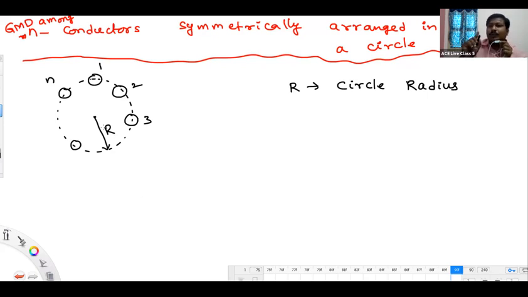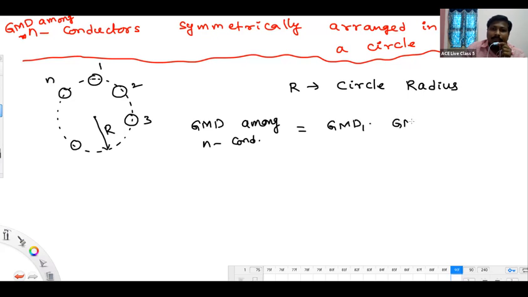In that situation, we should find out the GMD of conductors 1, 2, 3, and so on up to N. And we have to take the geometric mean of these N GMDs, which will give the GMD among the N conductors. I'll write here: GMD among the n conductors will be equal to GMD of conductor 1, GMD of conductor 2, and so on up to GMD of conductor n, these n numbers, whole power 1 by n.